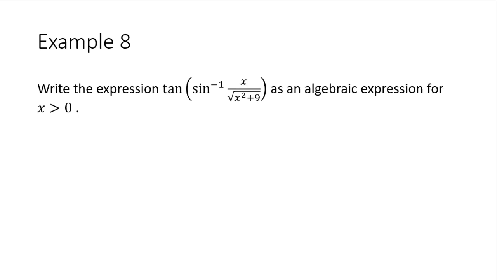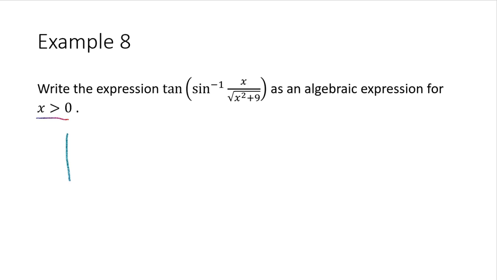Example 8. Write the expression tangent of inverse sine of x divided by the square root of x squared plus 9 as an algebraic expression for x greater than 0. Well, again, we're going to have to draw the picture of this, and I'm going to put this in quadrant 1 because they told me that x is a positive number, which means that this is going to be positive right here.